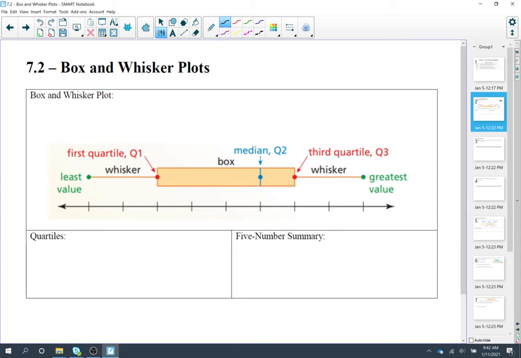So sometimes we make a joke here, if you put like a little eyeball here, and you put like a little eyeball here, you've got a cat face with some whiskers. But anyways, that's your box and whisker plot.